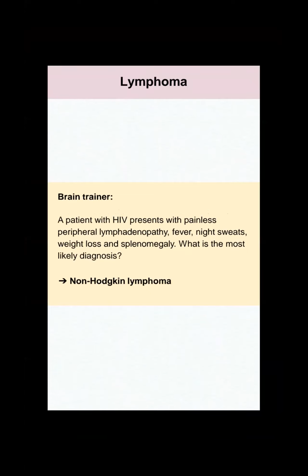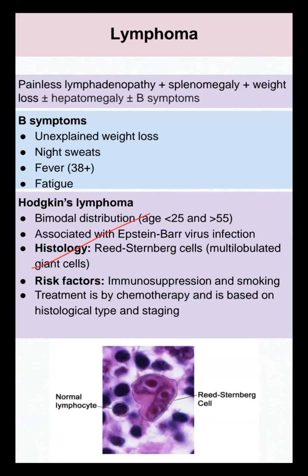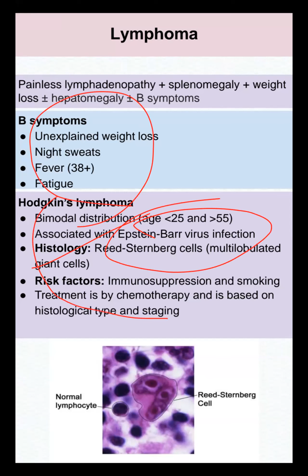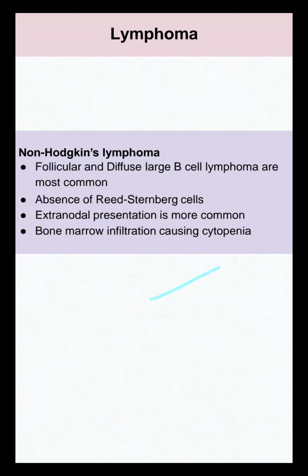It's a non-Hodgkin lymphoma. But for Hodgkin, Reed-Sternberg cells will be positive and there will be Epstein-Barr virus infection. But your case was only HIV. B symptoms occur in both, but the associated presentation of immunosuppression and smoking is for Hodgkin. For non-Hodgkin, we have to remember extranodal presentation. Okay, doctor? Okay, ma'am.